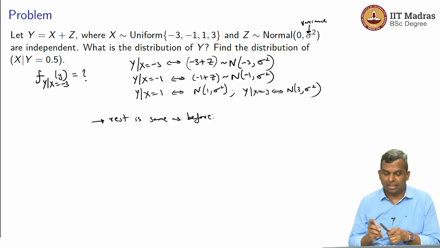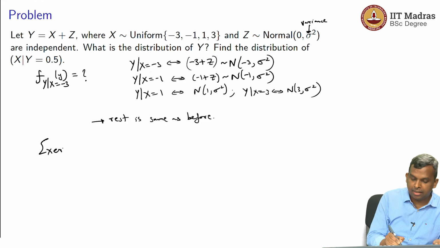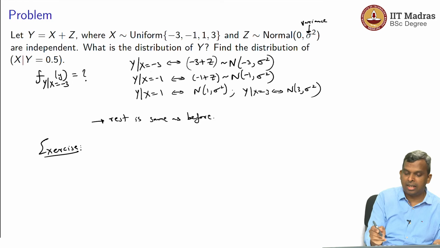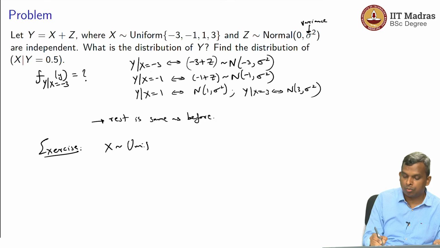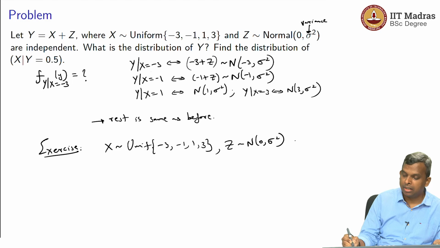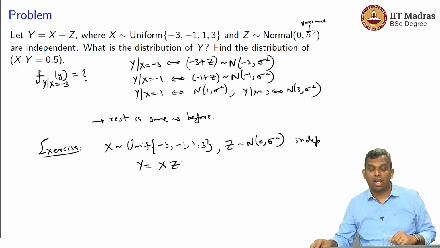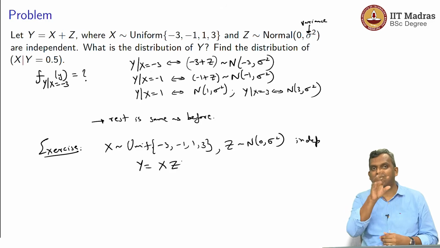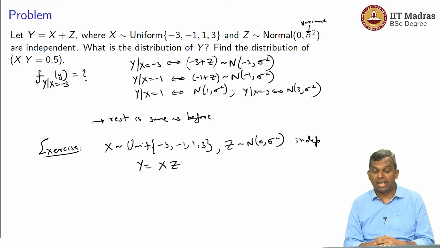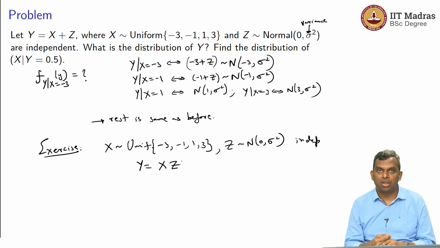So here's a little exercise. In this exercise, X is the same uniform on -3, -1, 1, 3, and Z is normal with mean 0 and variance sigma squared. These two are independent. And then I'm going to say Y equals X times Z. Instead of X plus Z, I'm going to tell you X times Z. This is an exercise for you. If Y is X times Z, what is the marginal distribution of Y? What is the conditional distribution of X given Y equals 0.5 or anything else like that?